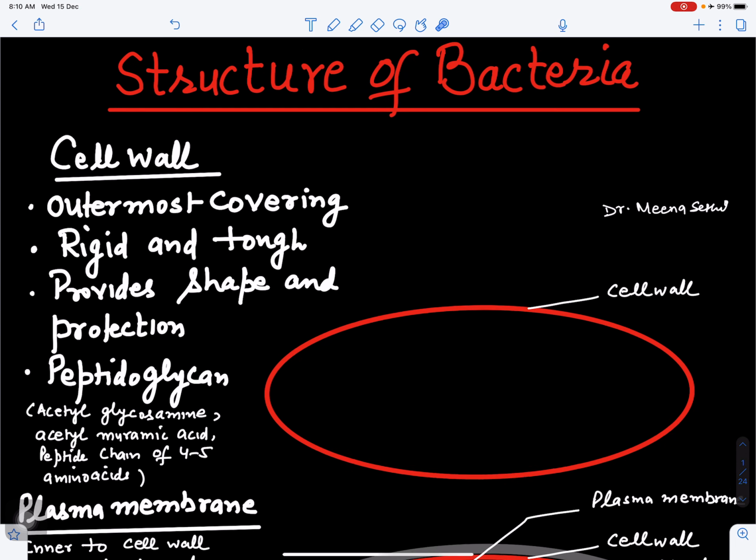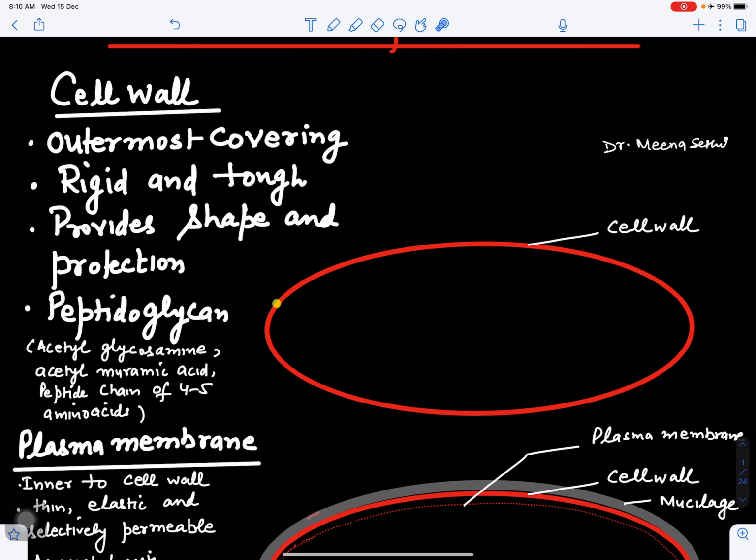Now, if we see bacteria, they are covered by an outermost covering. This is called the cell wall. This cell wall is rigid and tough. It will protect all the internal organs, and it will give a particular shape to the bacteria. Bacteria have different shapes, which we'll discuss in the next video. This cell wall is made up of peptidoglycan. Basically, peptidoglycan is made up of chemicals like acetyl glucosamine, acetyl muramic acid, and a peptide chain of 4 to 5 amino acids.